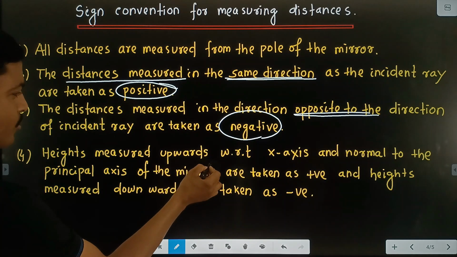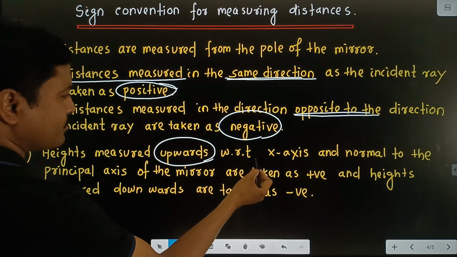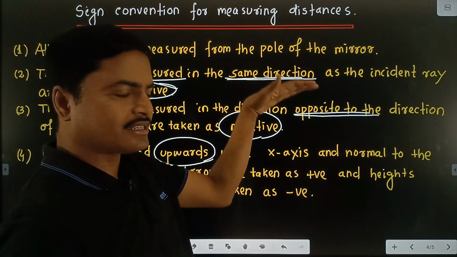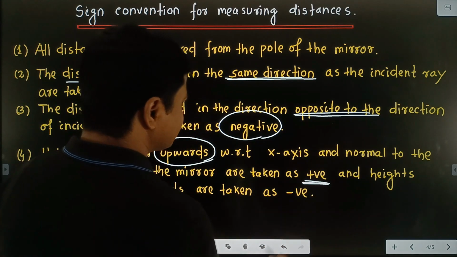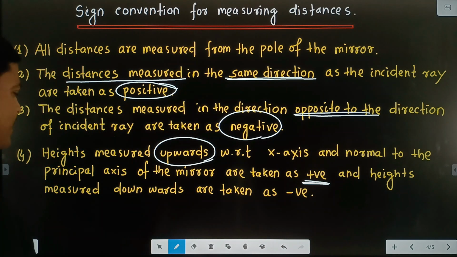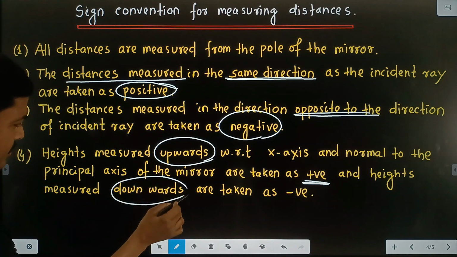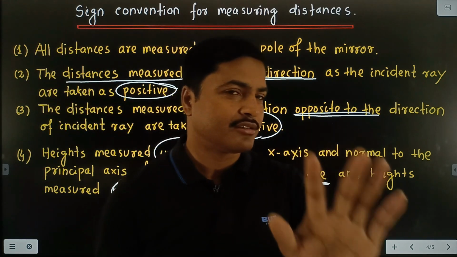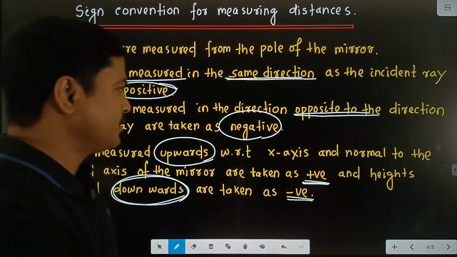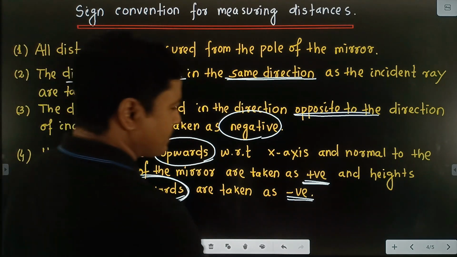Similarly, upward with respect to the x-axis, or above the x-axis, sign is positive. And below the x-axis, or downward with respect to the x-axis, sign is negative. Four sign conventions are there. Clear? And we use this sign convention here.